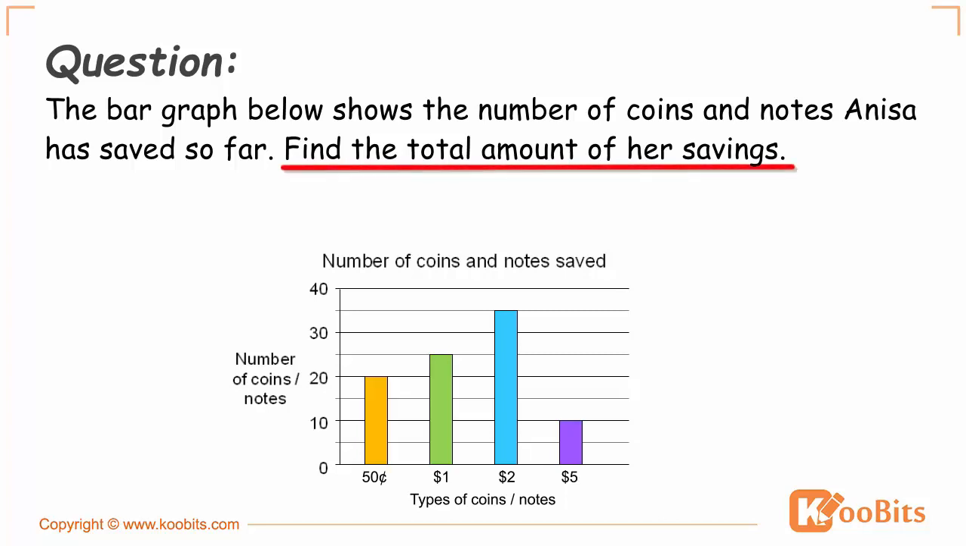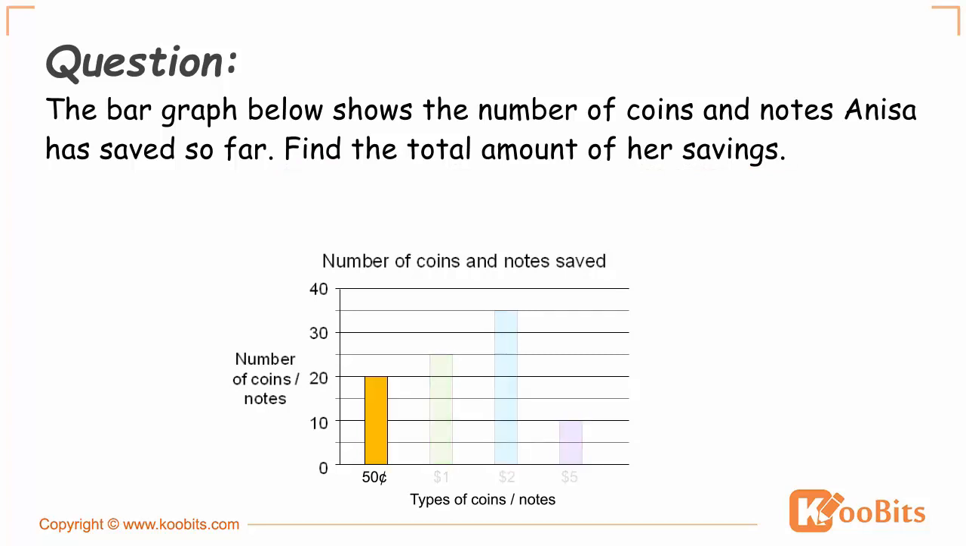Find the total amount of her savings. In order to find the total amount of Anissa's savings, we first need to find the number of 50-cent coins, $1 coins, $2 notes, and $5 notes. For that, let's take a closer look at the bar graph given.